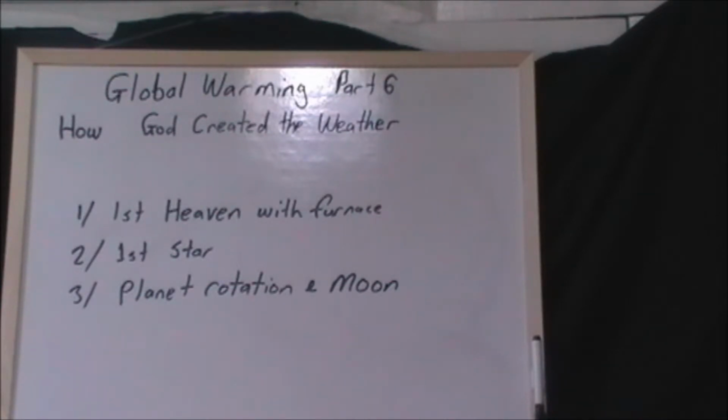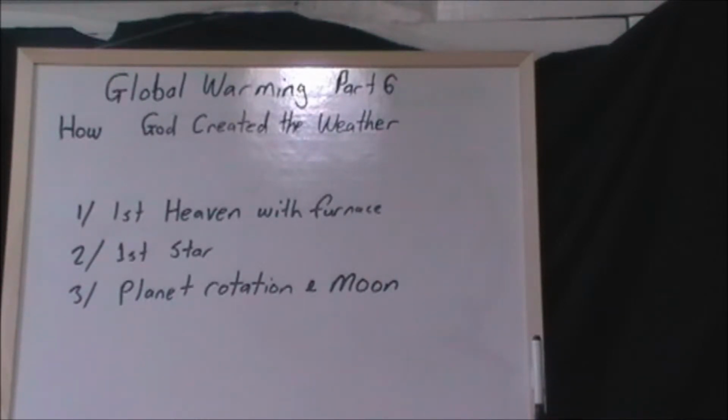Hello, in this video we're going to discuss global warming part 6, how God created the weather. An understanding of how weather was created will make it easier for people to comprehend just how delicate the weather system is and how easy it is to destabilize it.